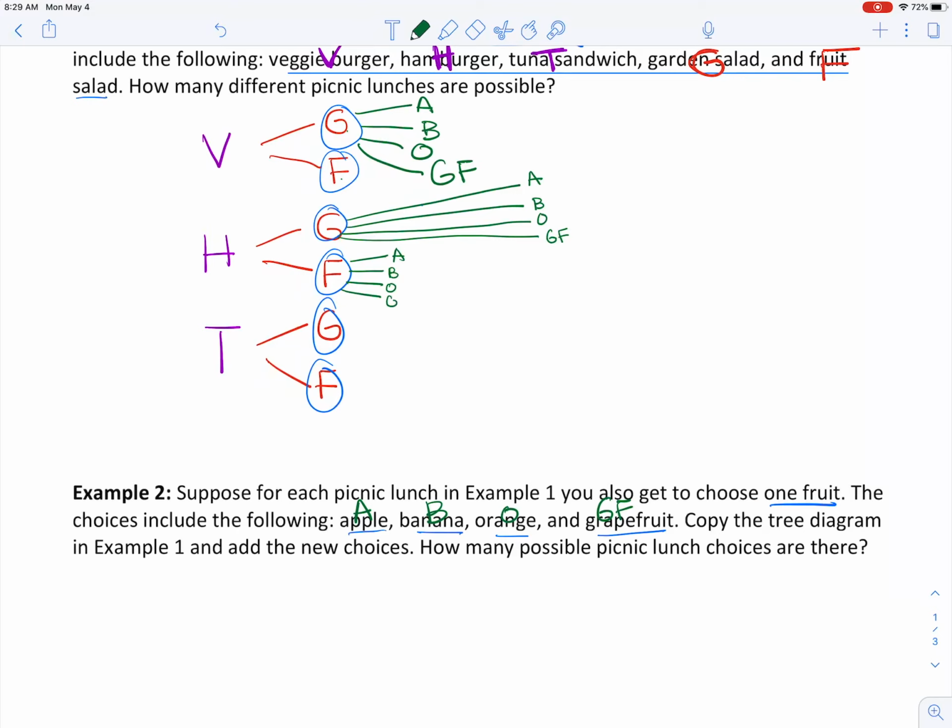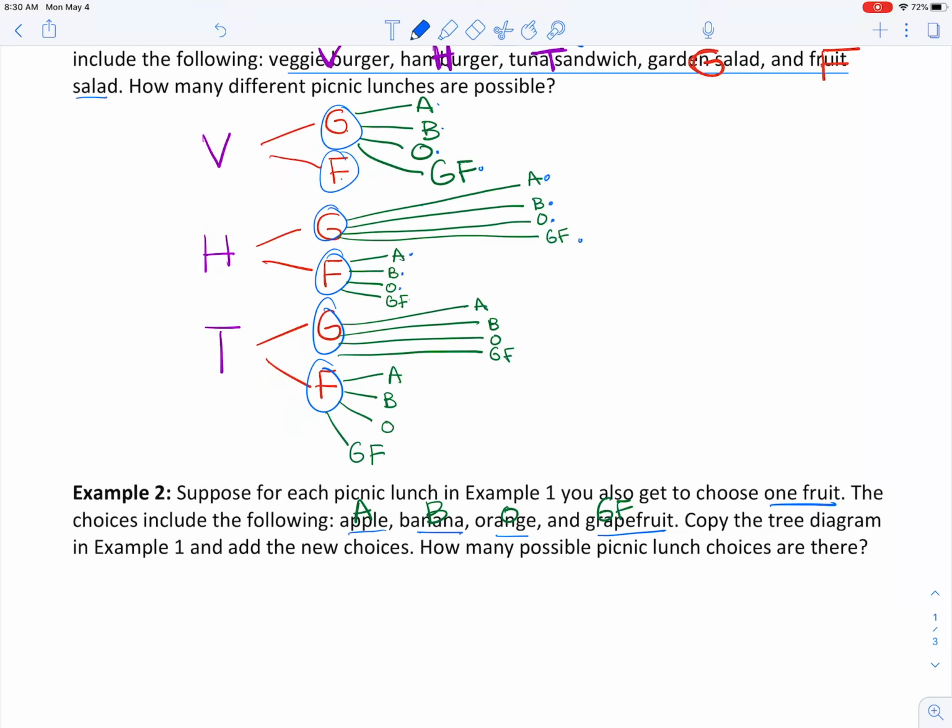Okay, on this one, we've got the apple, banana, orange, or grapefruit. And apple, banana, orange, grapefruit. And your tree diagram doesn't have to look picture perfect. It's okay if it's not that nice looking. So now let's go back through and let's count. How many do we have?